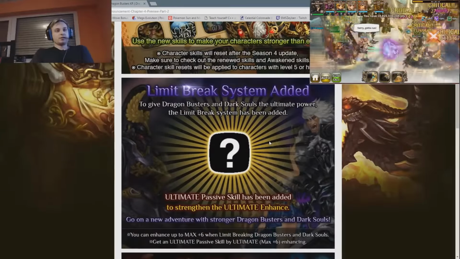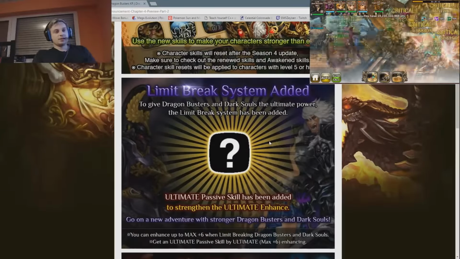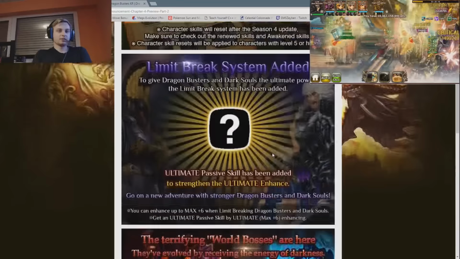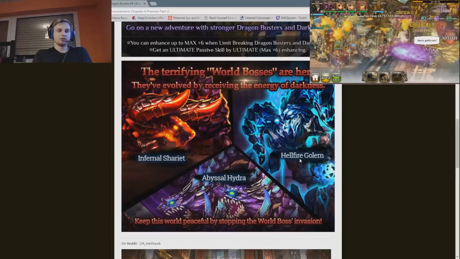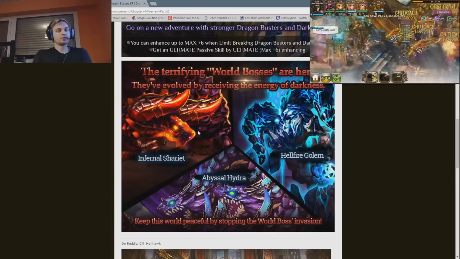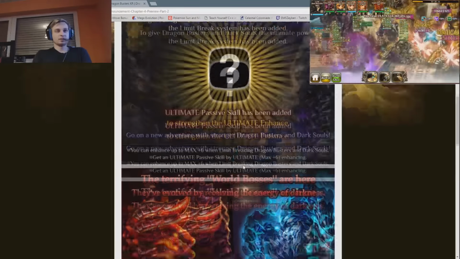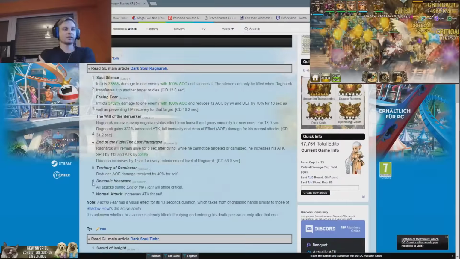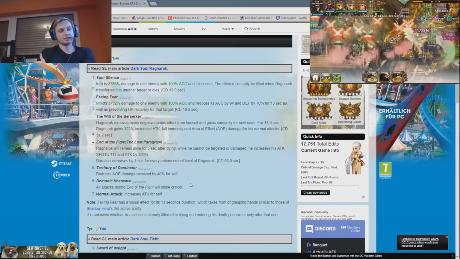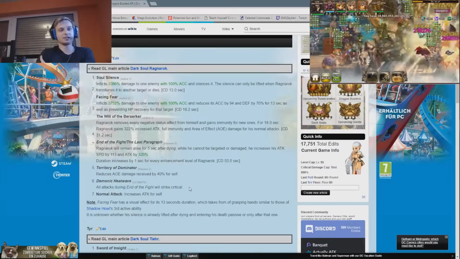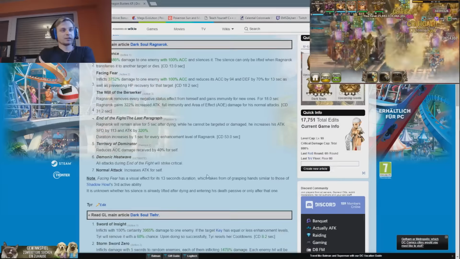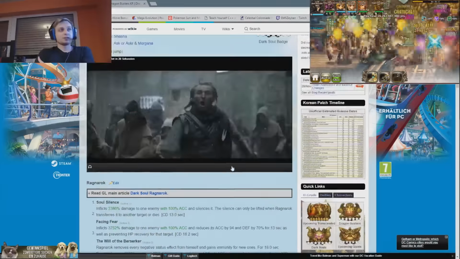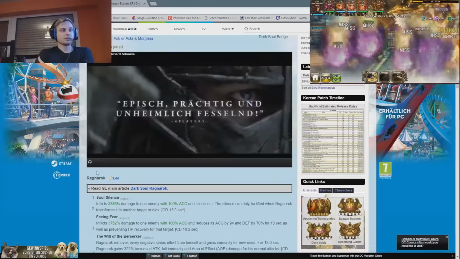What I want to talk about is these ultimate Dragon Busters and a little bit about the new world bosses, the buffed versions, I guess. These are only translations, so we cannot tell for sure if they are 100% correct or not. But which Dragon Busters am I looking forward to ultimate?